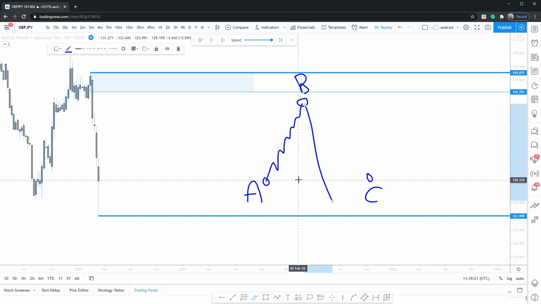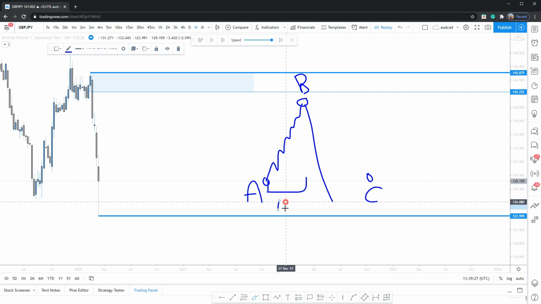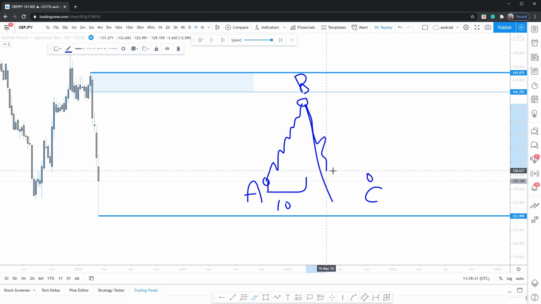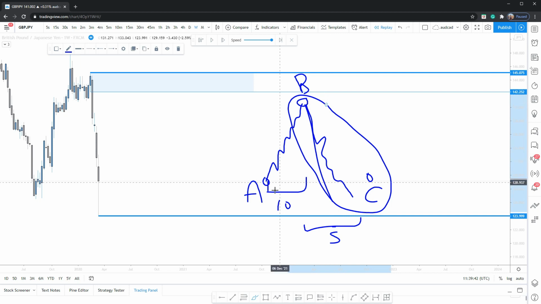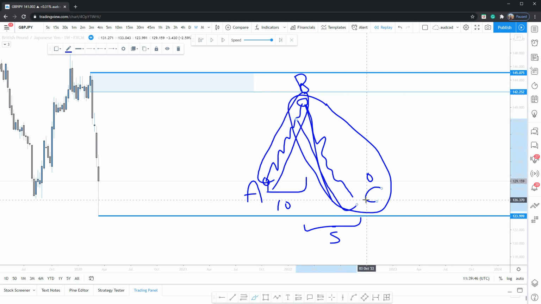Now what can you see? Going from point A to point B, say that takes, I don't know, 10 days. But going from point B to C takes 5 days. Now this is momentum. Momentum's to the downside because it's taken longer to go up, but quicker to come down. And this is when I'm talking about the laws that come with Wyckoff in the previous videos.